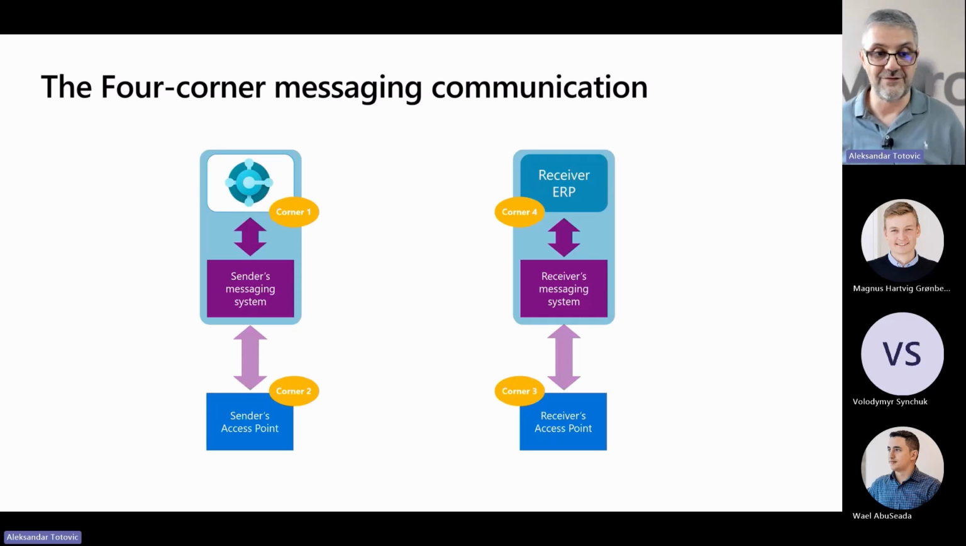But this is not everything. Then the access points communicate between themselves. After our document is transmitted through the receiver access point, our customer will receive it, initiating further interaction from their end. The customer has the option to either approve or reject this document.